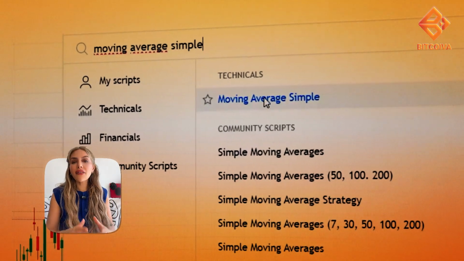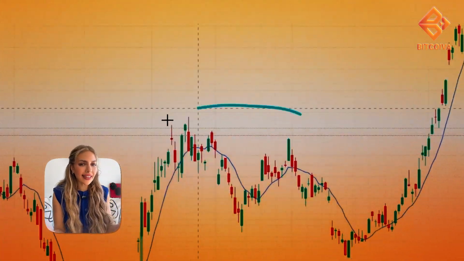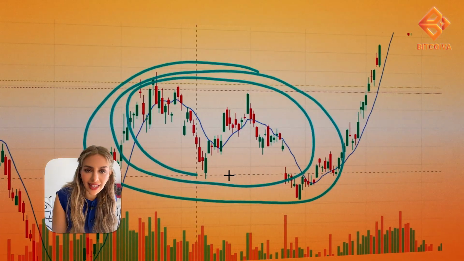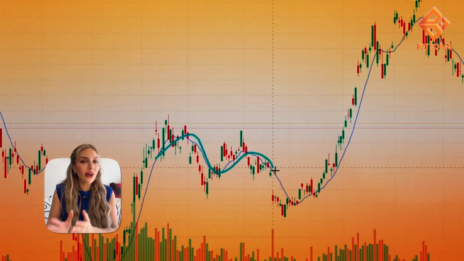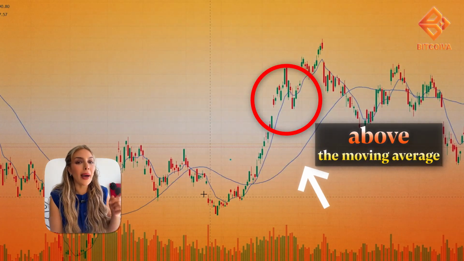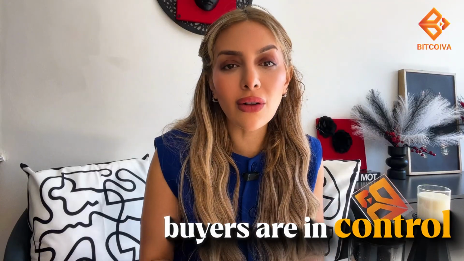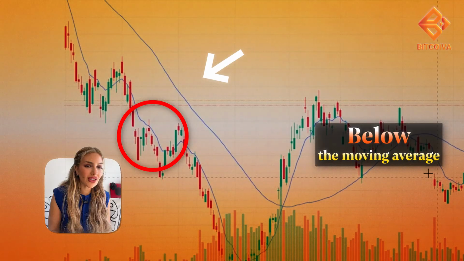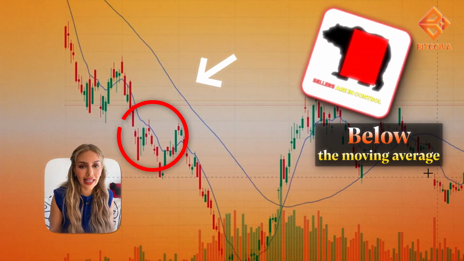Moving averages. You add moving averages to your chart, suddenly the chart starts to make sense. Price begins to follow a smoother path. You notice that when price stays above the moving average, the market feels strong. Buyers are in control. When it drops below, the tone changes, sellers start dominating.